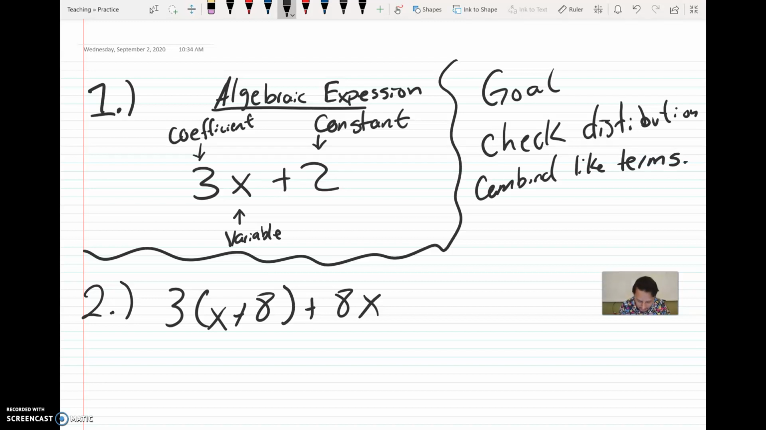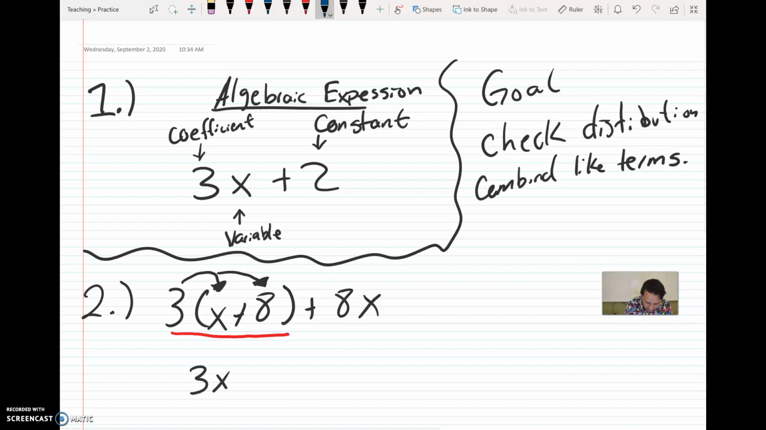Okay, so the first thing here, guys, is we notice that we do have a distribution. This is what's called a distribution. And what we do here is we take the number in the front of that parentheses and we hand it off, or we multiply it times every number inside of that parentheses. So given we have 3 times x, right? That's going to be equal to 3x.